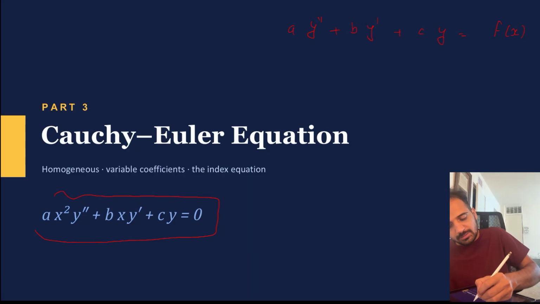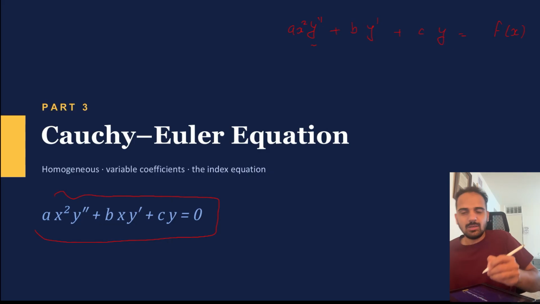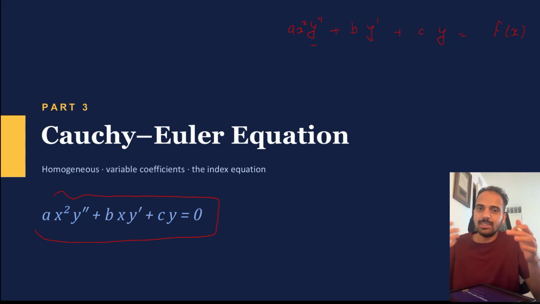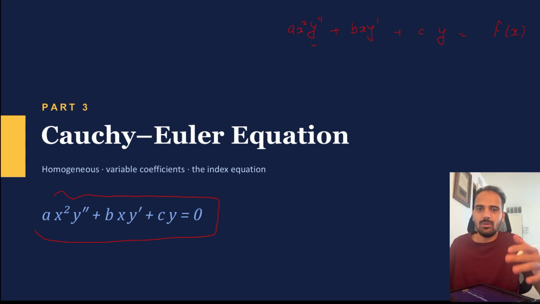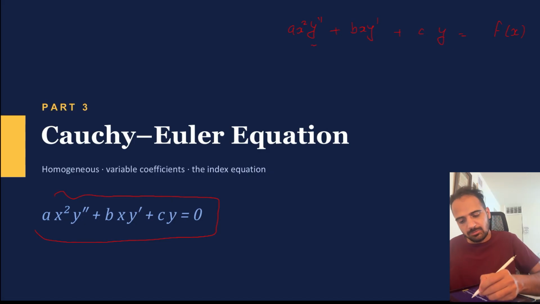For the second order term we'll have x squared, meaning a polynomial in x of degree 2. For the first derivative term of y we'll have x, and for y with no derivative we will not have any variable. This form of second order linear differential equation is called the Cauchy-Euler equation.